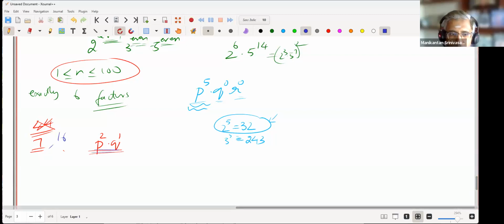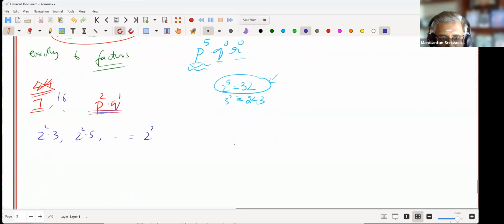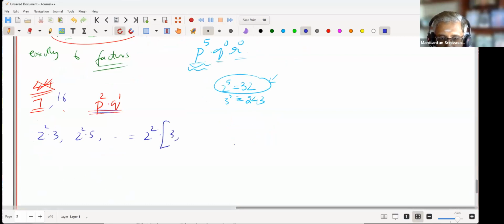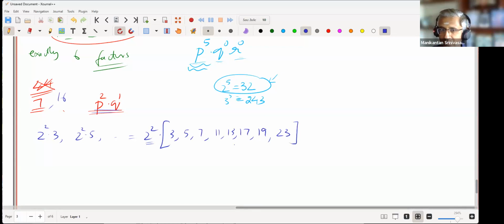So P square into Q. So it's 2 square into 3, 2 square into 5. Let's see how many in the 2 square series. I'll write this as 2 square into something. It can be 2 square into 3, 2 square into 5. 2 square is 4. We can go all the way till 25. List out all the prime numbers: 3, 5, 7, 11, 13, 17, 19, 23. Okay, we finish the 2 square series. So it's 2 square into 13 power 1, for example, 2 square into 19 power 1, and so on.